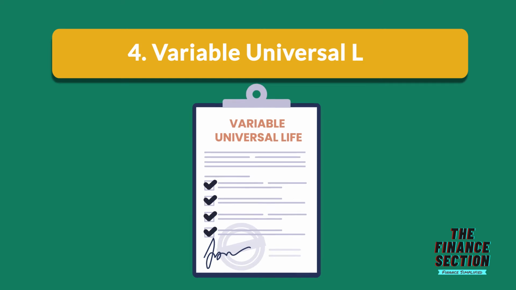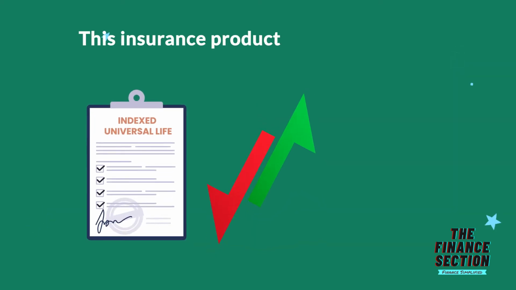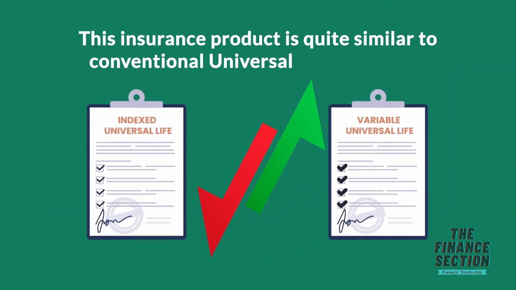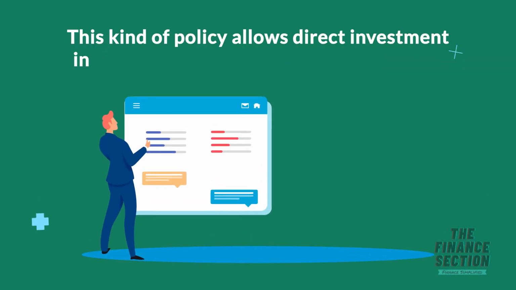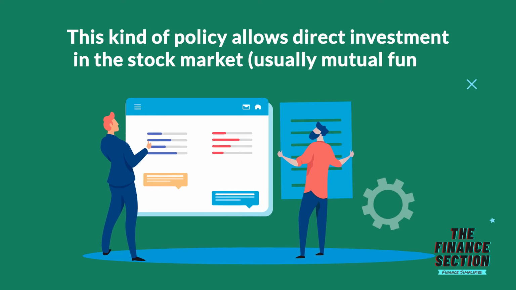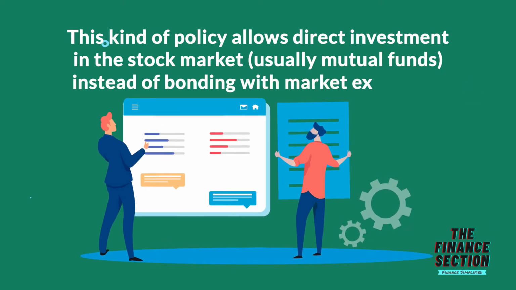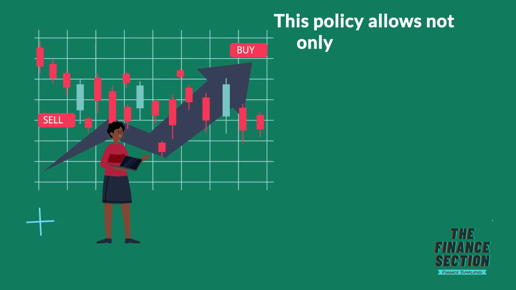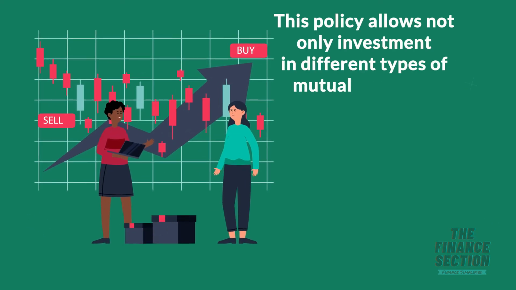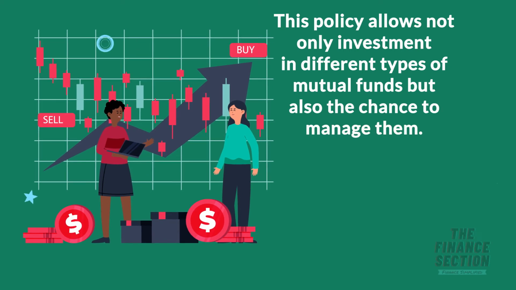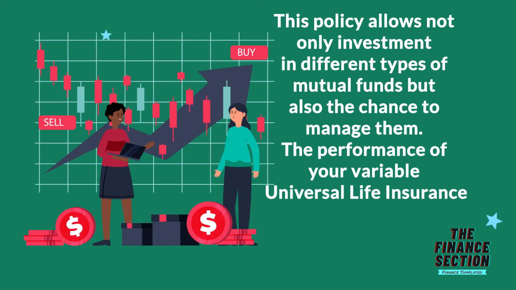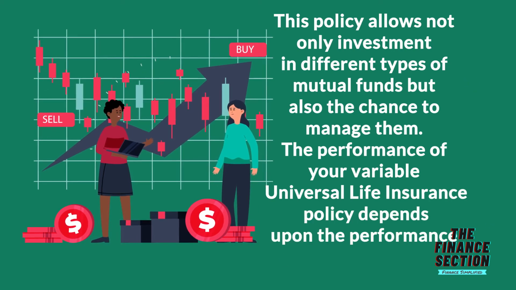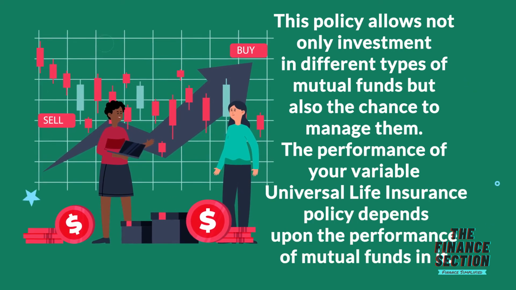4. Variable universal life. This insurance product is quite similar to the conventional universal life insurance. This kind of policy allows direct investment in the stock market, usually mutual funds, instead of tying to the market indexes. This policy allows not only investment in different types of mutual funds, but also the chance to manage them. The performance of your variable universal life insurance policy depends upon the performance of the mutual funds in it.